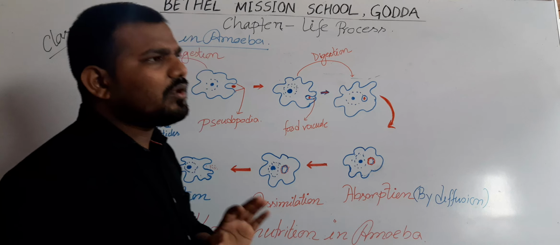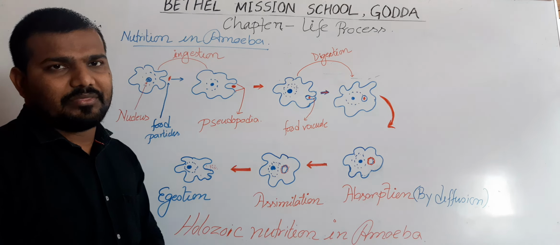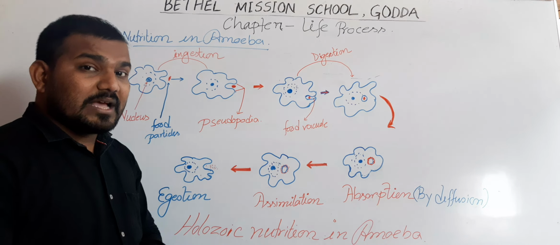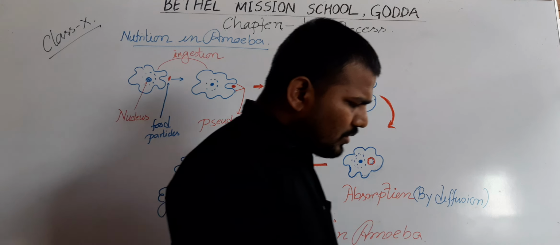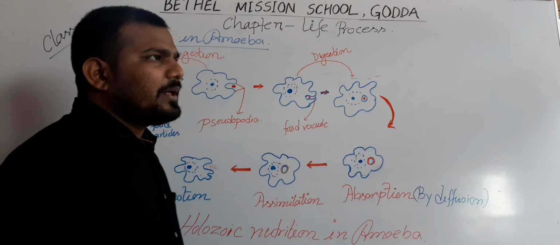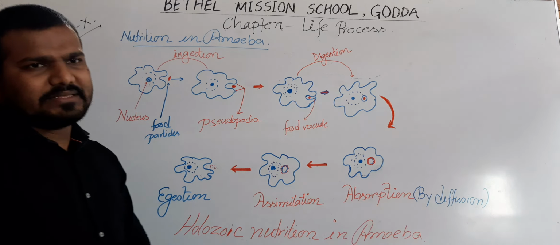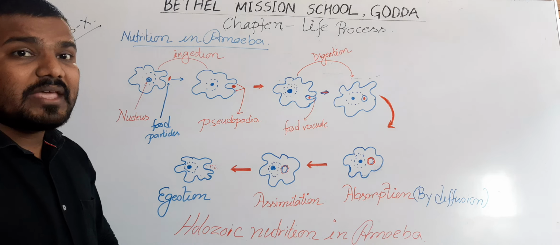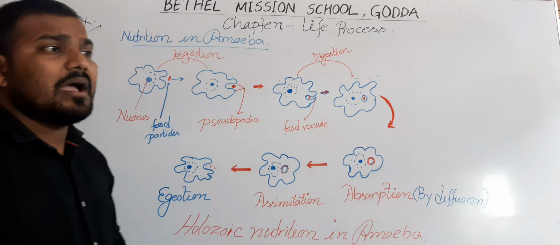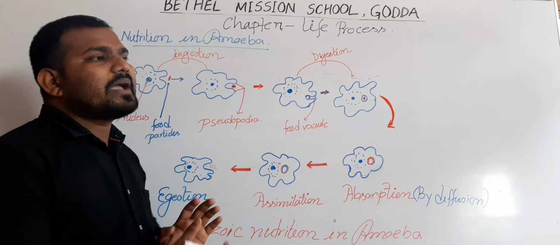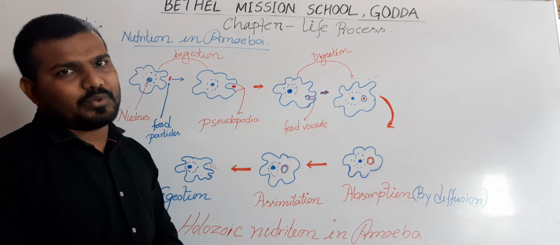Now, being a unicellular organism, how does the amoeba perform holozoic nutrition? Today we will discuss that. The first thing: amoeba is an aquatic animal. When any food particle comes in contact, it can form pseudopodia. We know that the amoeba performs locomotion by the use of pseudopodia. But how does the amoeba form the pseudopodia?